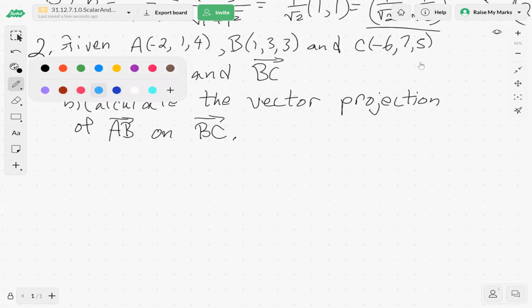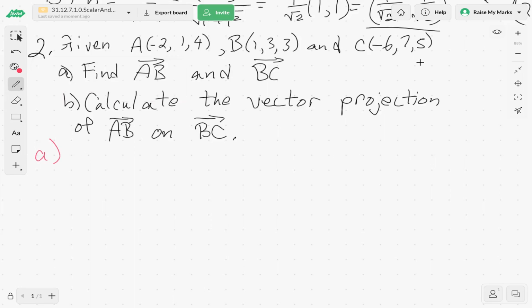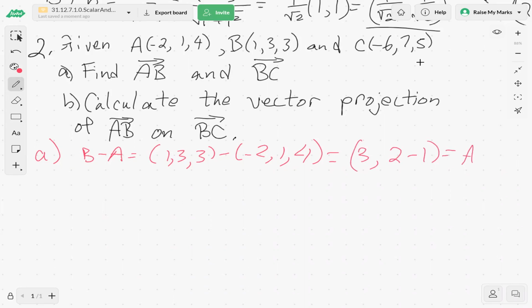Let's use a different color. All right, so part A, let's find the vector AB. B minus A. So we're just subtracting coordinates. Okay, so 1 minus -2 is 3. 3 minus 1 is 2. 3 minus 4 is -1. There's our first vector.